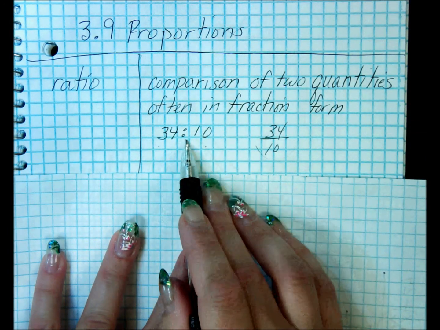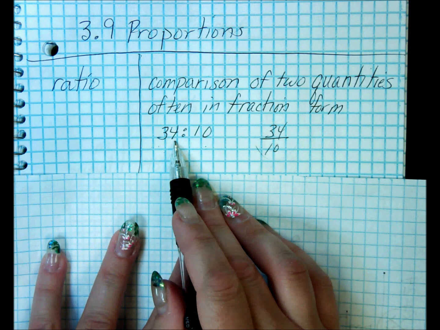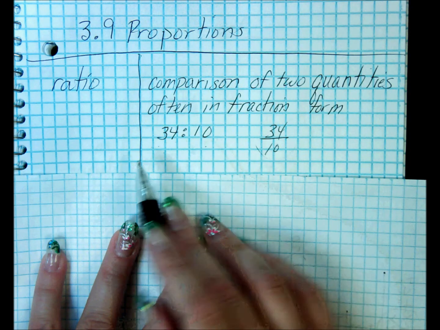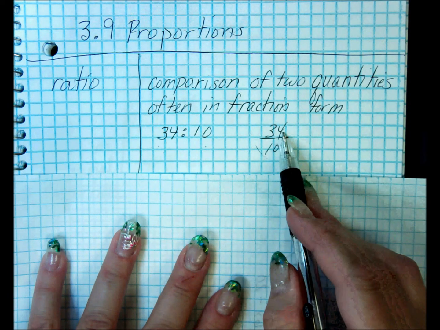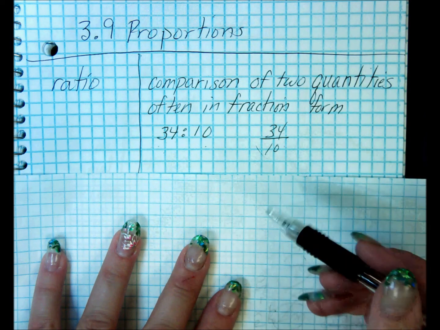34 compared to 10. It's going to be 34 boys at PE, 10 are sick. They're comparing them. 34 children on the bus, 10 are homesick. Whatever it is you have, it's comparing two things.